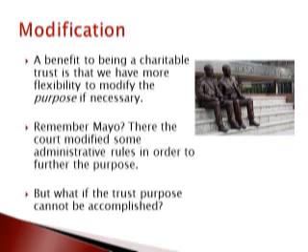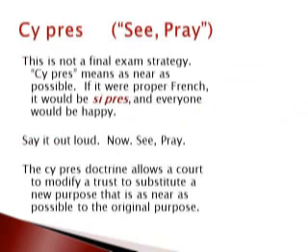Okay, when we left off, we were talking about what happens if we need to modify something about the trust. And we noted that in the Mayo case, which we talked about some time ago, the court was able to modify some administrative rules to make things work better. Now, we didn't actually modify the trust purpose, and we've said we can't modify a trust purpose. But what if the trust purpose can no longer be accomplished? In the case of charitable trusts, we have a doctrine called cy pres, which allows us to modify a trust purpose.